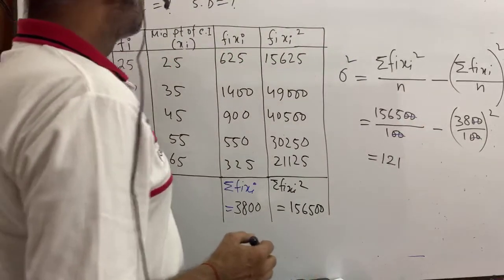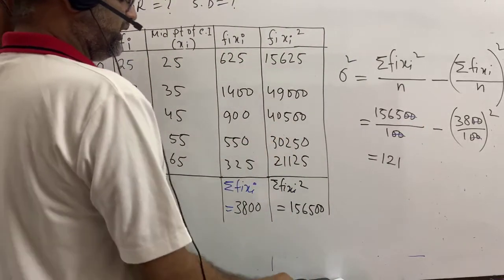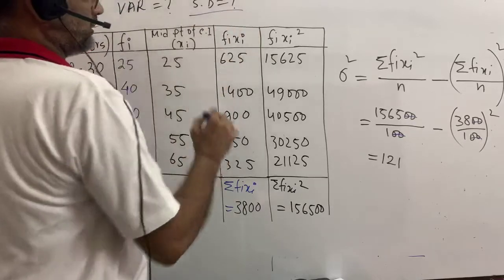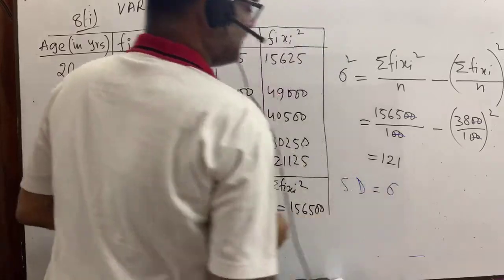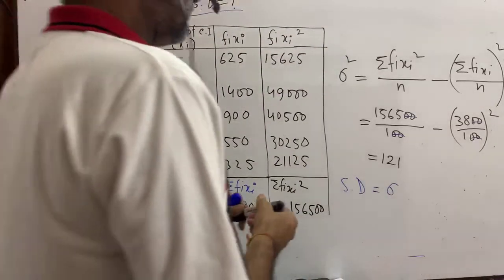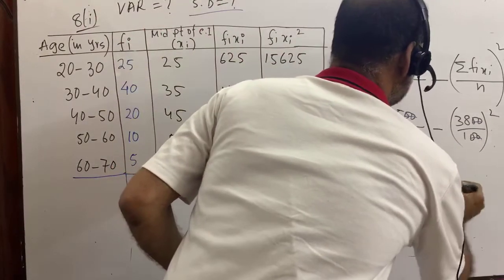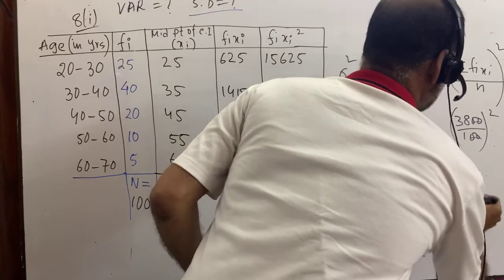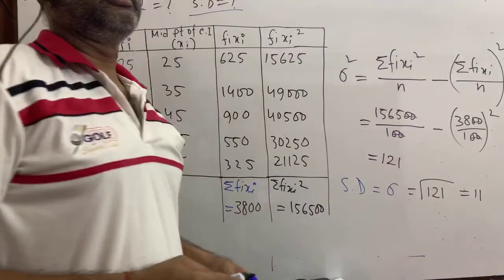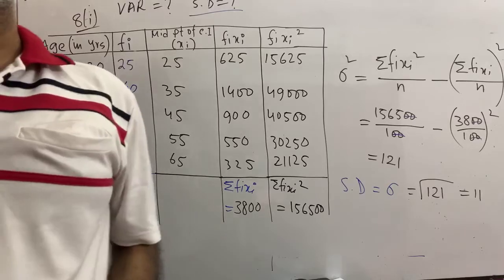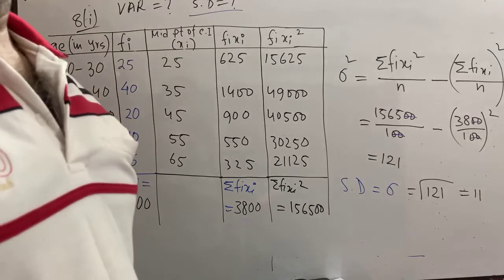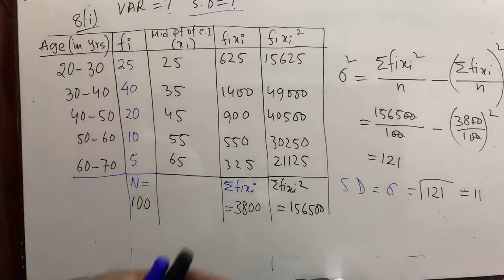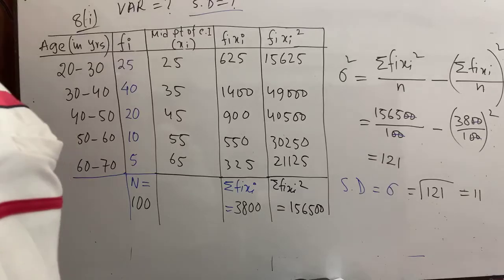But we have to find also SD, that means standard deviation. So SD is equal to sigma, which means the square root of 121, that is 11. Dear students, this math I have done every year. A math is given in the exam to determine the standard deviation and the variance. Now it is your option whether you will do it or not. It is up to you.